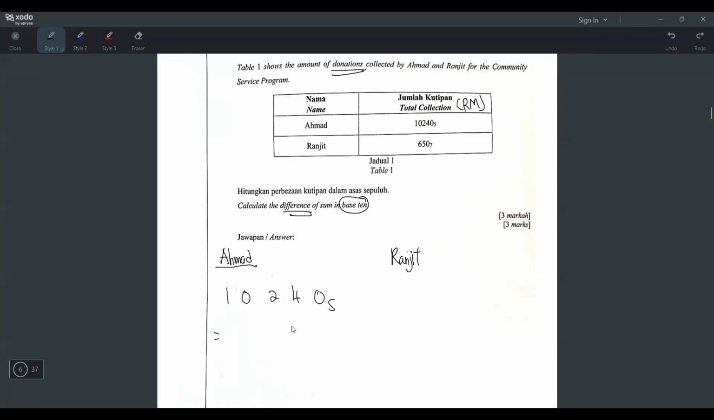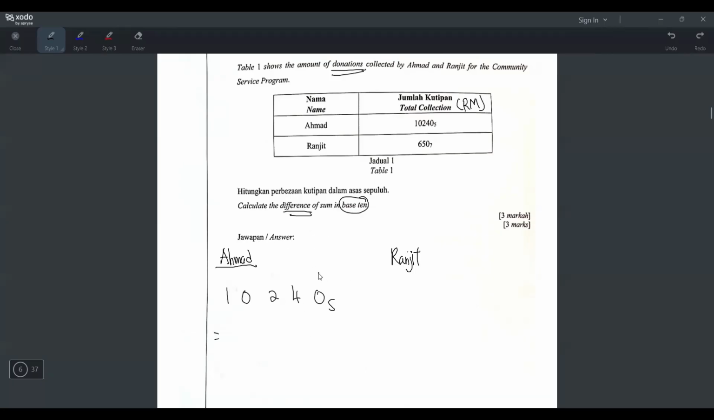Okay, if you are changing a smaller base to base 10, you will always use the darab punya cara, the multiply method. What do I mean by that? Because there are two ways, right? One is the divide method, where you have to write down the remainder. That one is when you convert a base 10 to a smaller base, then only you use that method. But when you do it in reverse, where you want to convert a smaller base to base 10, you will always use the darab punya cara.